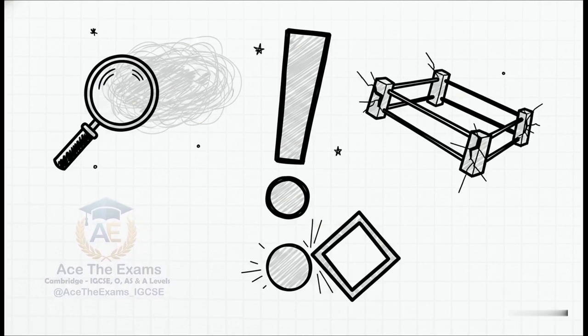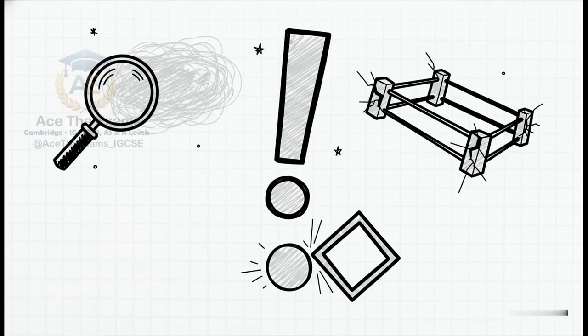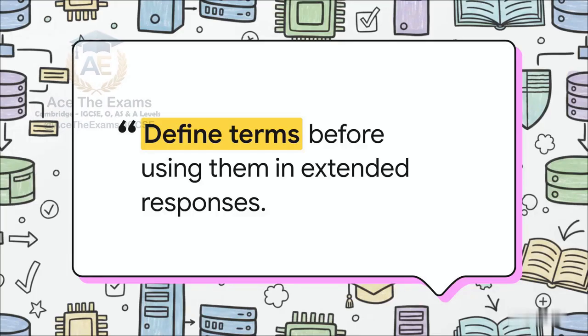And number 3, answers are generic. If the question on the paper is specifically about a hospital's patient database, your answer cannot just be about some generic, nameless business. If your answer isn't firmly rooted in the specific context provided, you are not getting the marks. It's that simple.